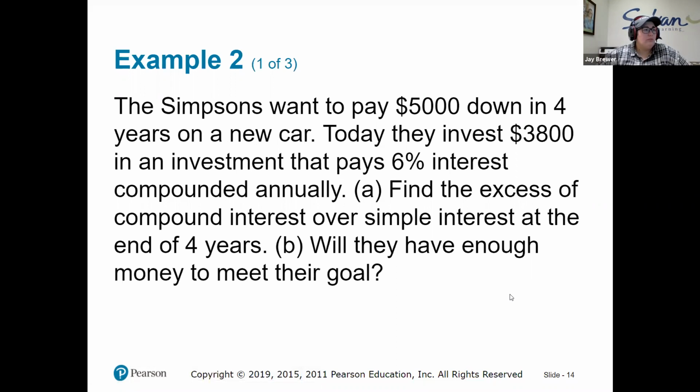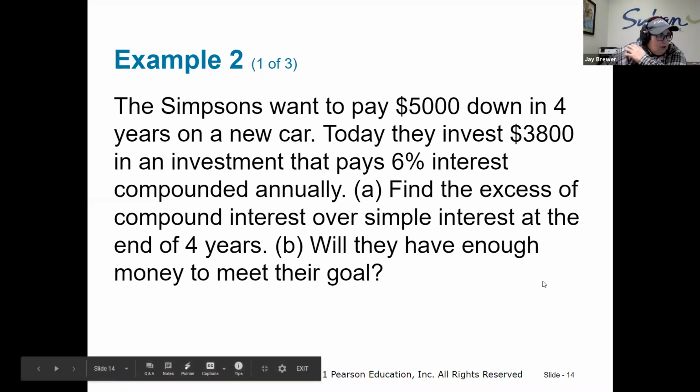The Simpsons want to pay $5,000 down in 4 years on a new car. Today they invest $3,800 in an investment that pays 6% interest compounded annually. Find the excess of compound interest over simple interest at the end of 4 years. Will they have enough money to meet their goal?